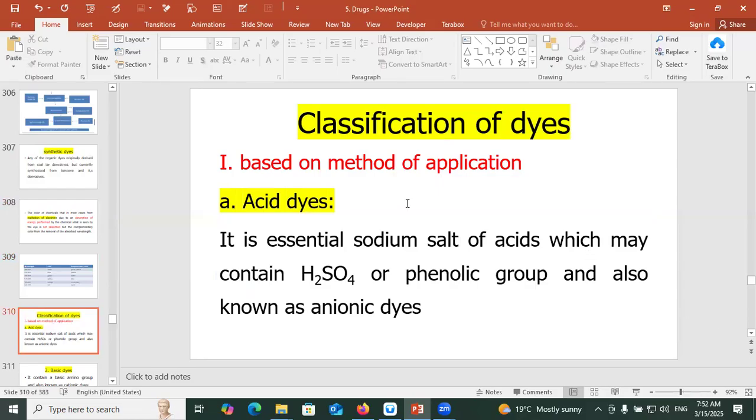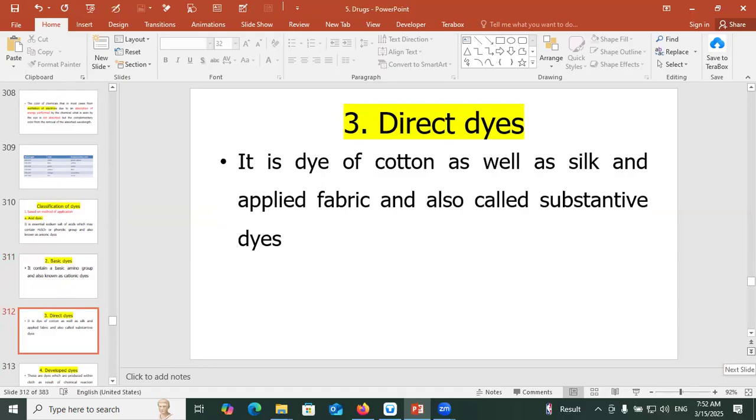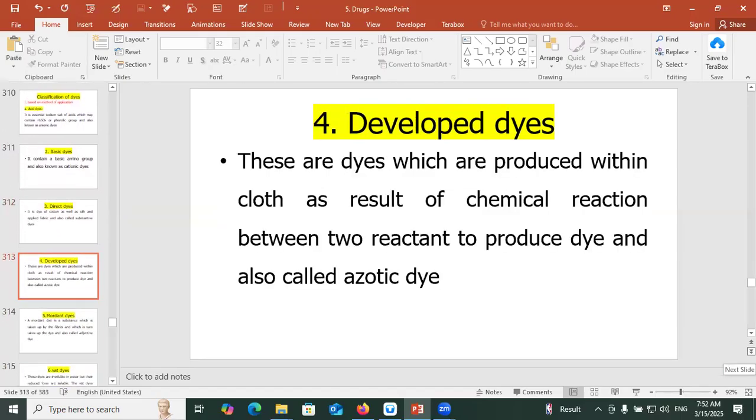Classification of dyes based on method of application. Acid dyes: essentially sodium salts of acids which may contain sulfuric acid or phenolic groups, also known as anionic dyes. Basic dyes contain a basic amino group and are also known as cationic dyes. Direct dyes are dyes for cotton as well as silk, applied to fabric, and also called substantive dyes.